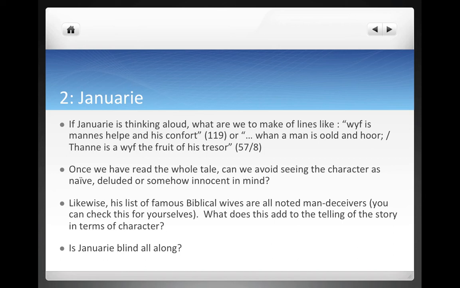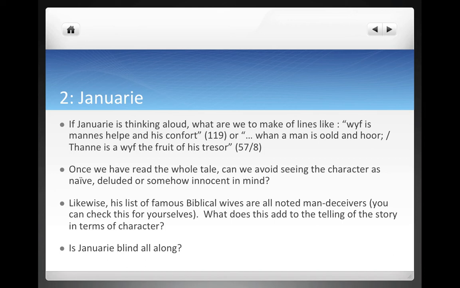He also produces, if it is him speaking, this list of famous biblical wives, who are all noted man-deceivers. And again, this is something you should go away and look up for yourselves, either in the notes of your editions or in other places. And again, what does this add to the telling of the story in terms of his character?